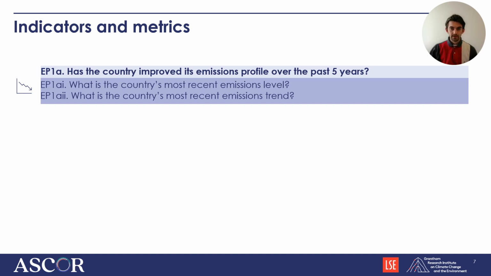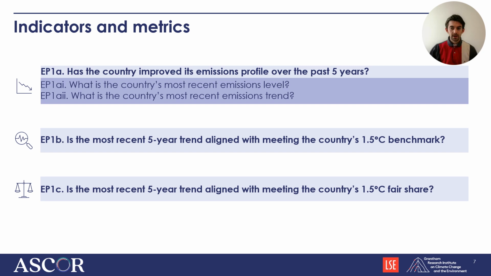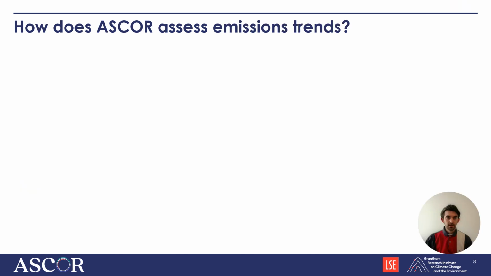We look at the most recent emissions level in the most recent year that we have data for, and then we also look at recent trends across several time periods. We then look at if the 5-year trend is aligned with meeting a country's 1.5 degree benchmark in 2030 and 1.5 degree fair share benchmark, which I'll talk about a little bit more on the next slide.